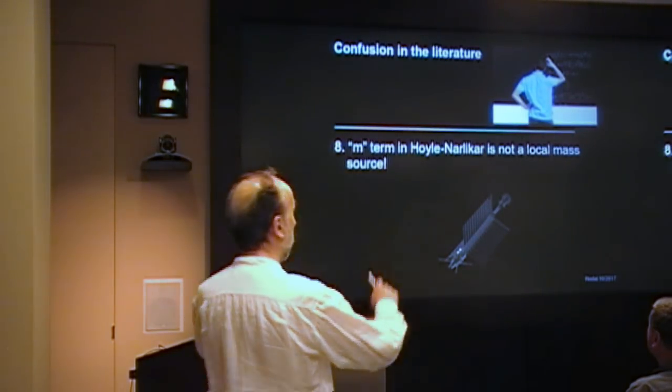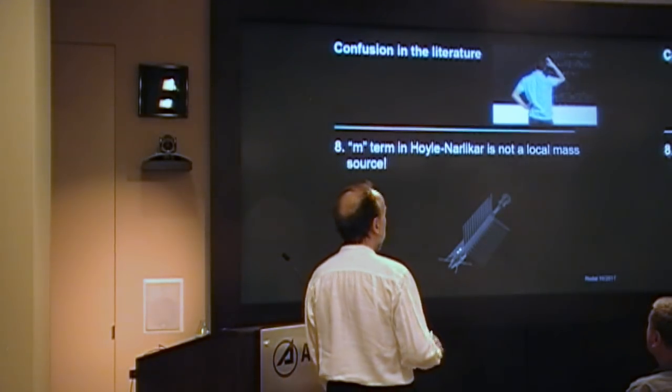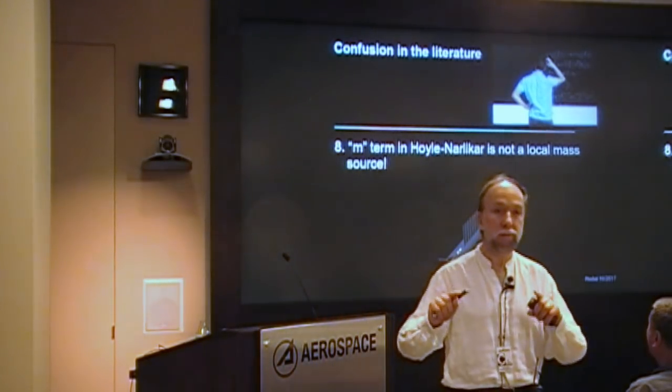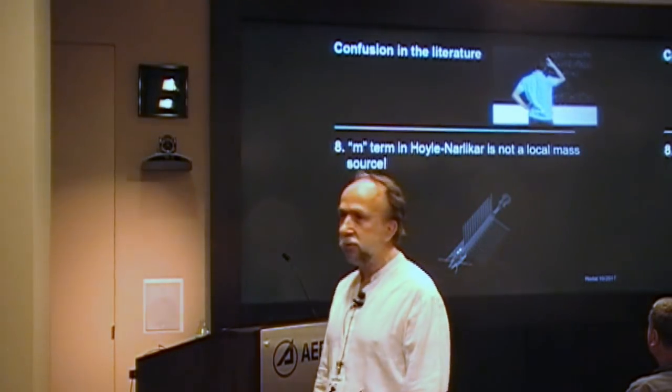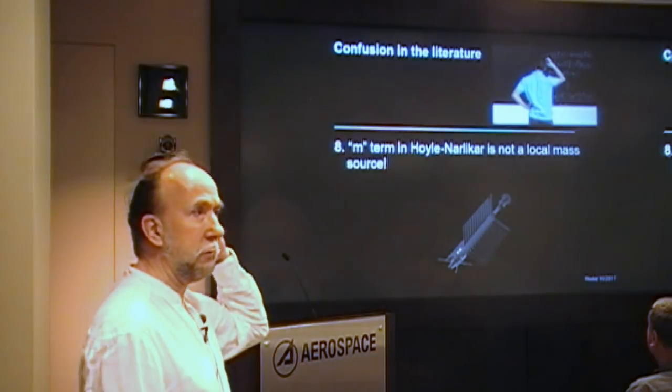Now, confusion number eight, and we're coming to the end of the confusions. In Hohner-Likert theory, there is a little m, and I first saw that and said, oh, that little m, that is the local source mass.